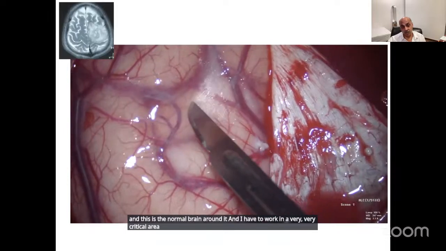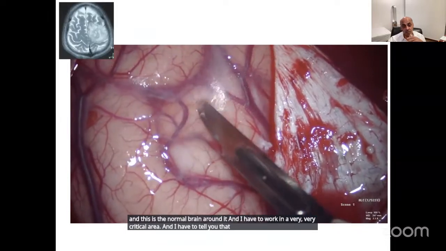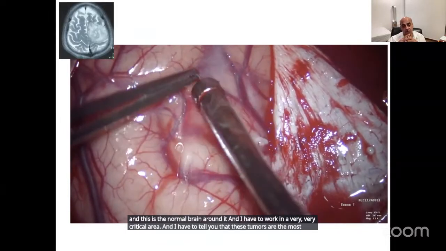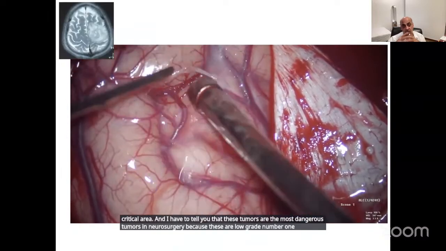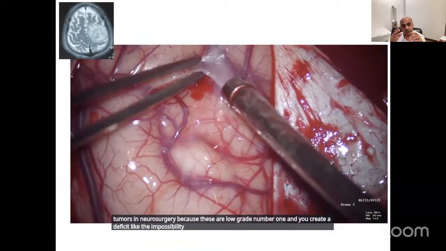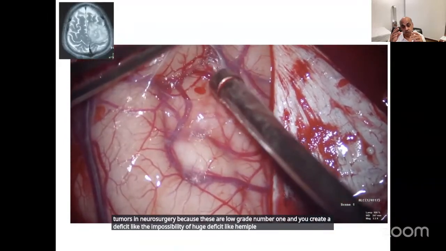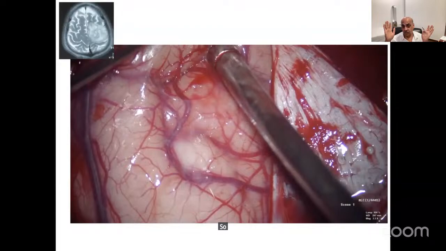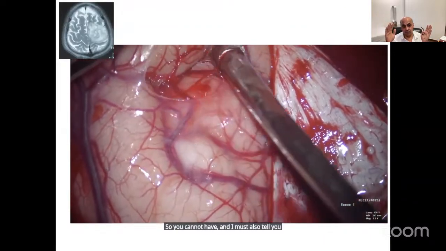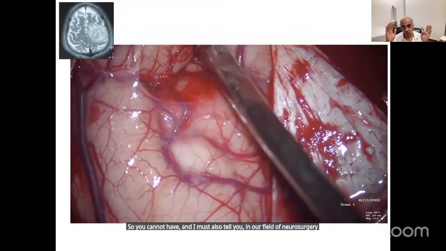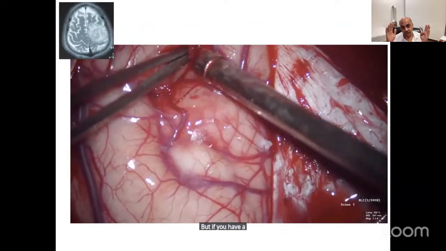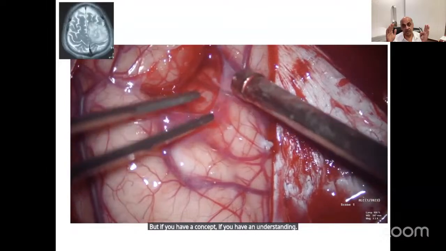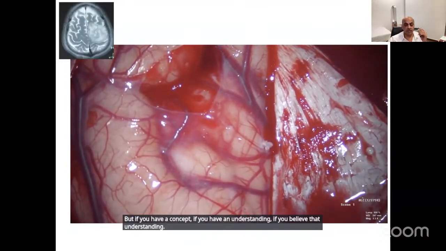And I have to tell you that these tumors are the most dangerous tumors in neurosurgery because these are low grade, number one, and you create a deficit, like a possibility of huge deficit like hemiplegia is there. And I must also tell you, in our field of neurosurgery, complications can happen and complications will happen. But if you have a concept, if you have an understanding, if you believe that understanding, then you go and work with this kind of understanding.